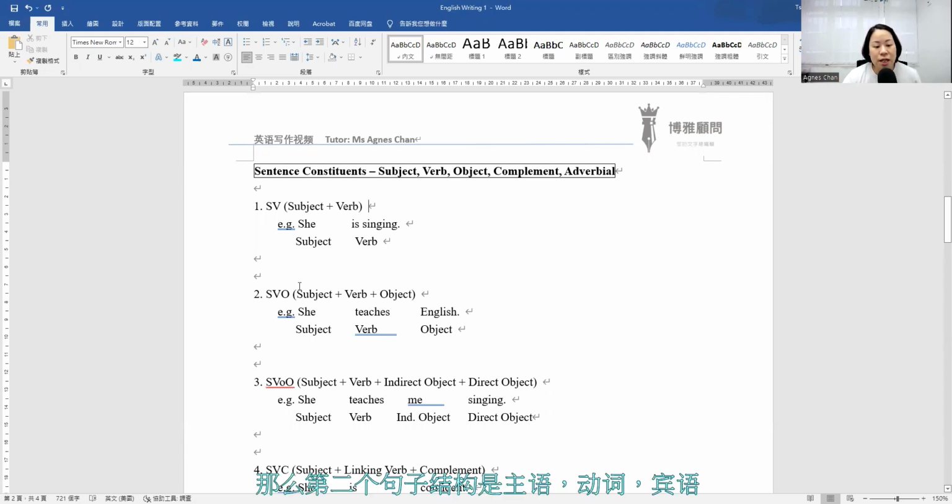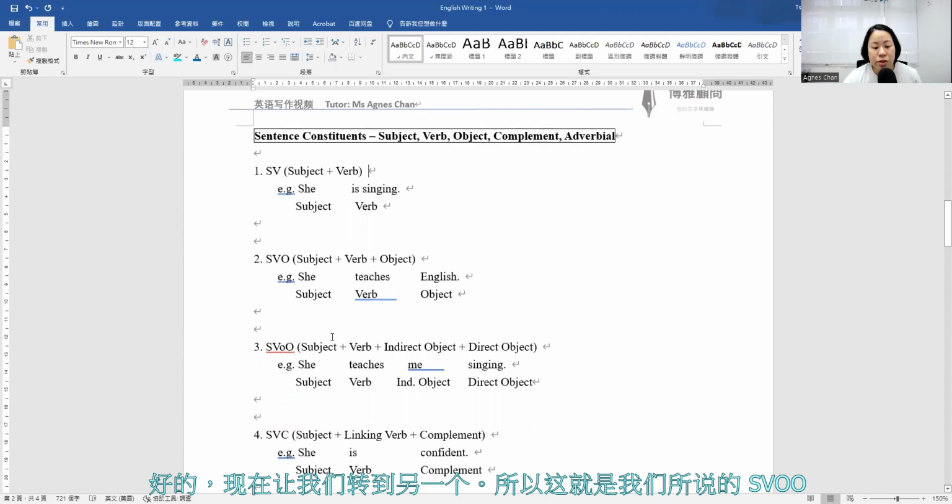The second sentence structure is the subject, verb, object. That is what we call the SVO sentence structure. An example would be like this: she teaches English. She is the subject, teaches is the verb, whereas English is the object. That's very, very simple.